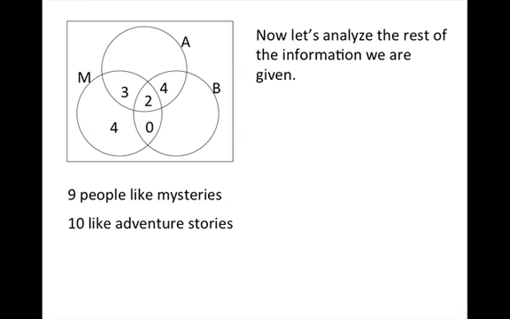Next, there's 10 total people that like adventures. It doesn't say that just like adventures. It says there's 10 people that like adventures, so that's my total. Well, if you look at your circle for A, I already have a 3, a 2, and a 4, so I already have 9 people. That leaves me with 1 person that likes adventures only.